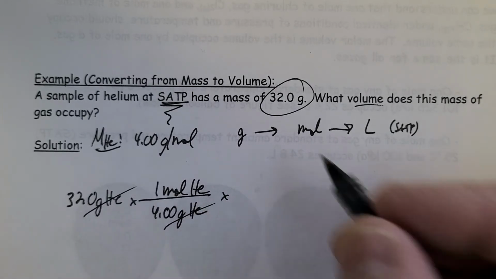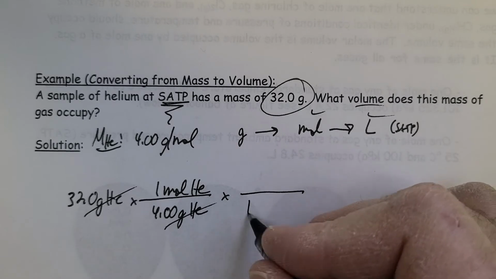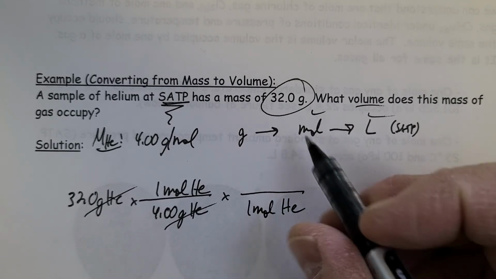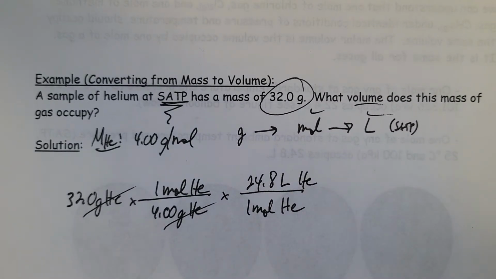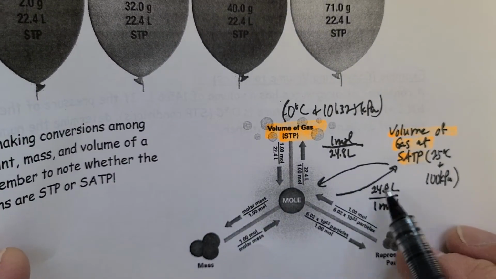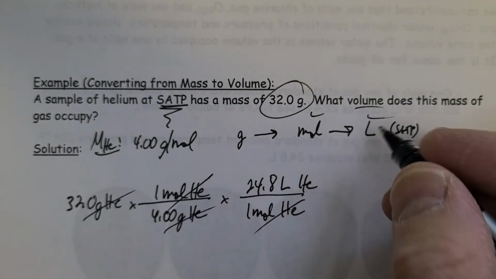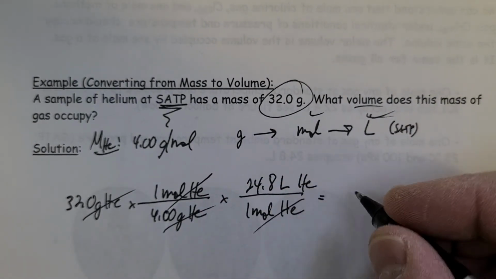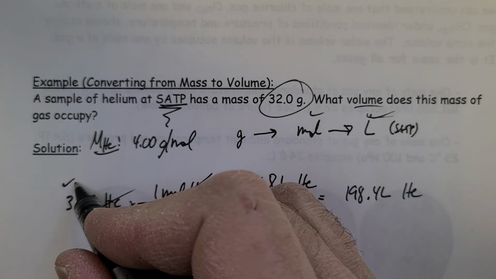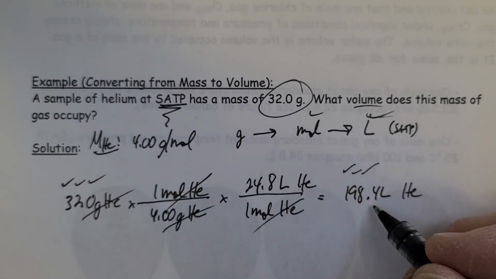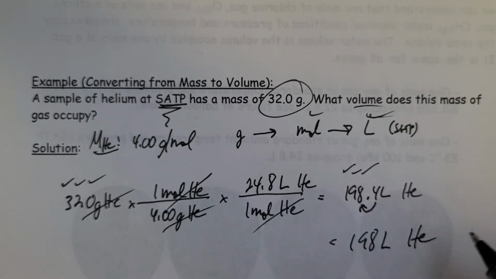If I stopped there, I'd be at the mole step. We have to go one more step to get to liters, and we know that 1 mole of any gas at SATP is 24.8 liters. Cross that out and we're left with liters of helium. Your calculator says 198.4 liters of helium, but we have 3 sig figs. This is a 4, so that just stays as 198 liters of helium.